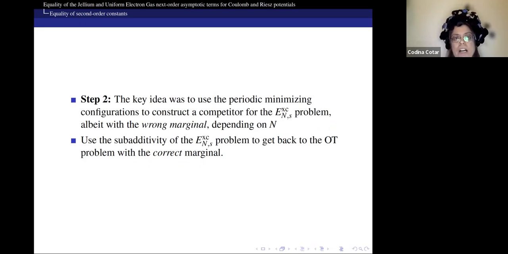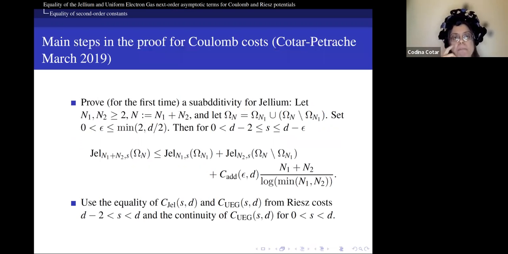So this is how you can do it. And to pass to the s equal d minus 2, the way we did it, we used the subadditivity, and basically we had continuity of the problem, and we had to basically show that the constant was continuous at d minus 2.